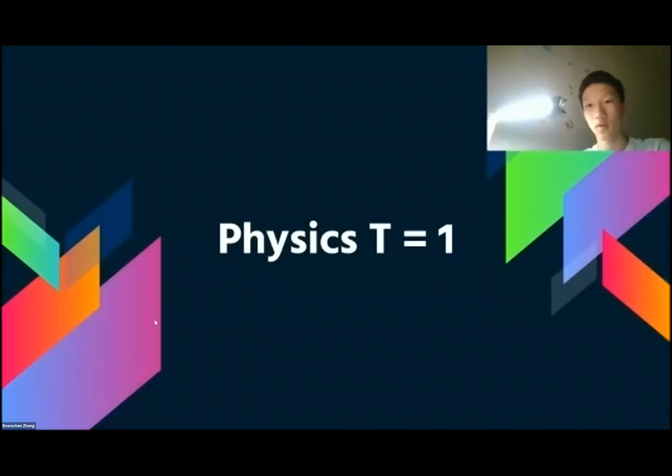Today, physics, t equals 1. Why does t equal 1? This is the second week. Well, physics times are 0 indexed. So this is not the second week, this is the first week. Physics, t is equal to 1. We're going to be learning about forces.